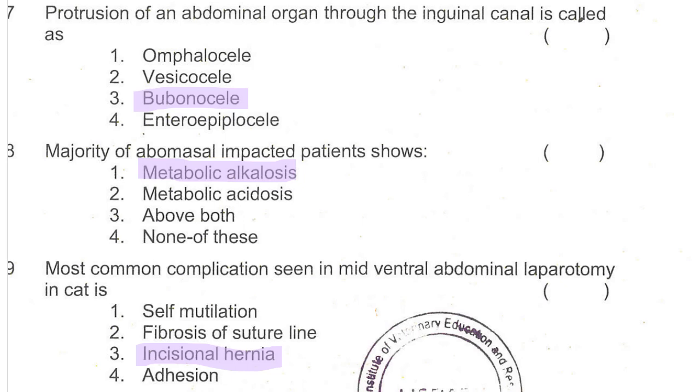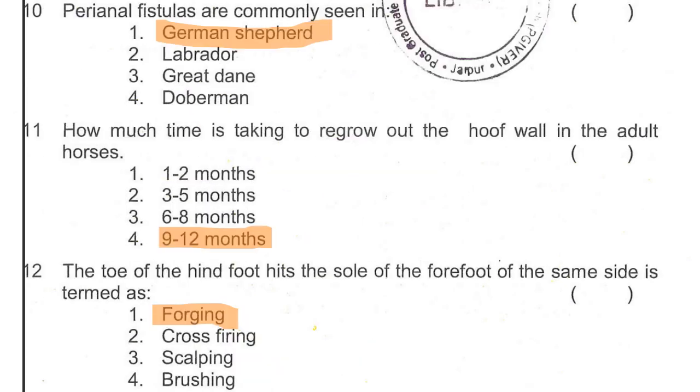It's the right answer. And perineal fistula is commonly seen in German shepherds. How much time does it take to regrow the hoof wall in adult horses? 9 to 12 months. We will discuss how it is possible. The toe of the hind foot hits the sole of the forefoot of the same side.